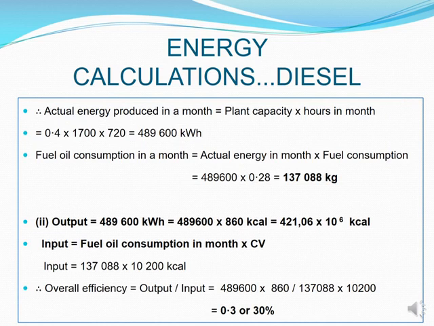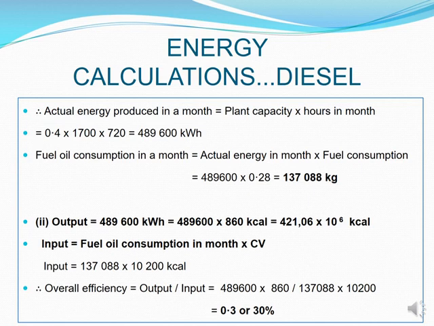Therefore, your actual energy produced in a month is going to be your plant capacity factor times your maximum energy, which is 0.4 times 1,700 times 720. That is going to give us 489,600 kilowatt hour. Your fuel oil consumption in a month is going to be your actual energy in the month times your fuel consumption, which is 489,600 times 0.28, and that will give us 137,088 kg.